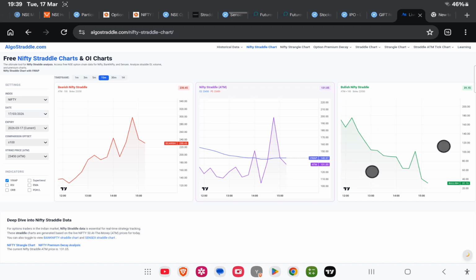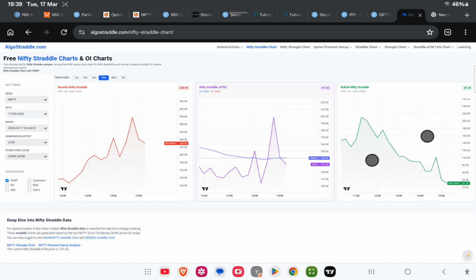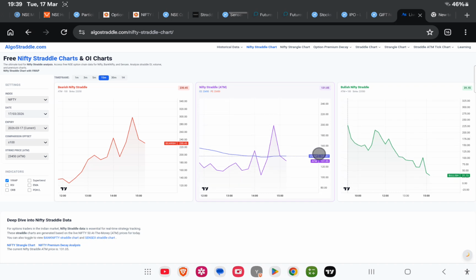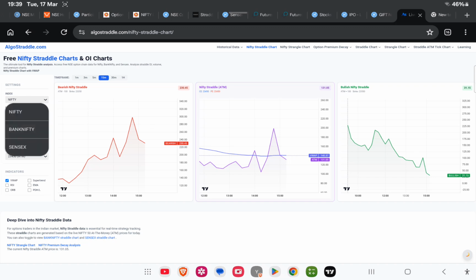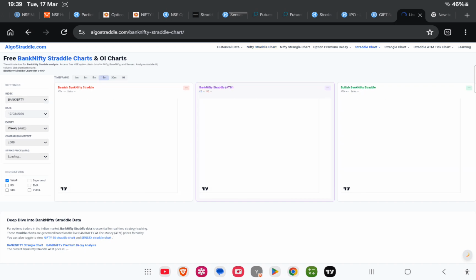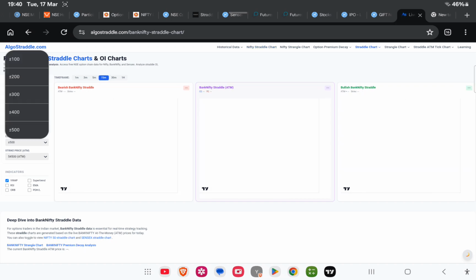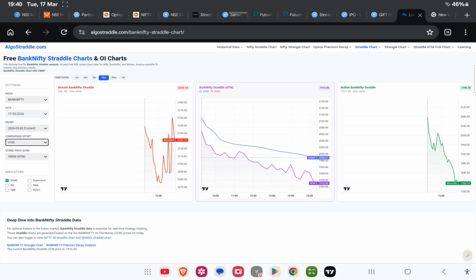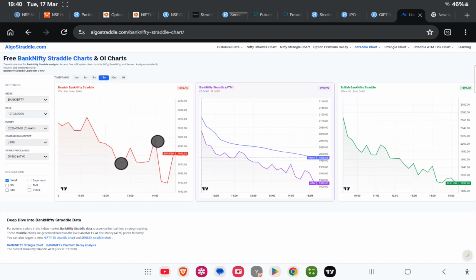Straddle is one of the most beautiful things you can understand. The more you understand about the straddle, the easier your trading will be, because long straddle and short straddle basically is the game. Now I'll check for Bank Nifty. Since Bank Nifty has monthly expiry, we'll check the comparison for 100. I just want to compare 100 because that's much easier.